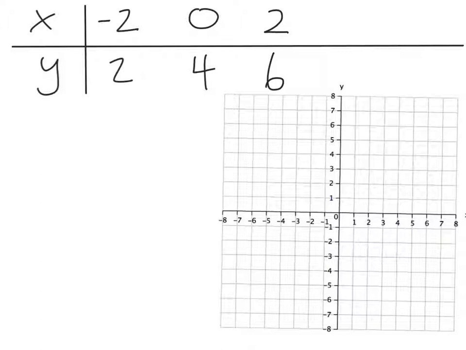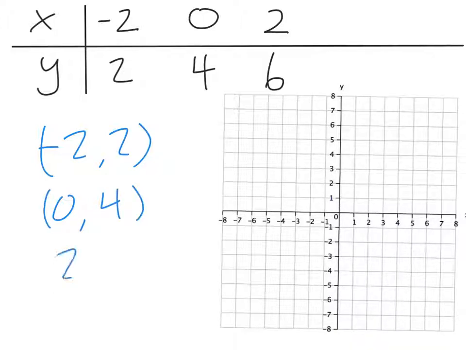You can also plot points given a table. This table is basically giving us 3 points. This is negative 2 for x and positive 2 for y. You could write that as a point, negative 2, comma 2. Negative 2 for x, 2 for y. The next one is 0, 4. And the last one is 2, 6.